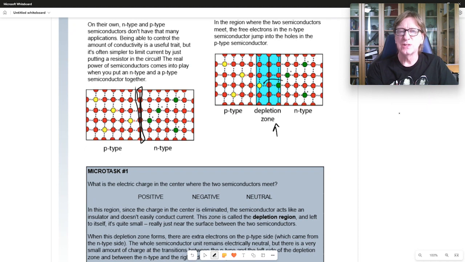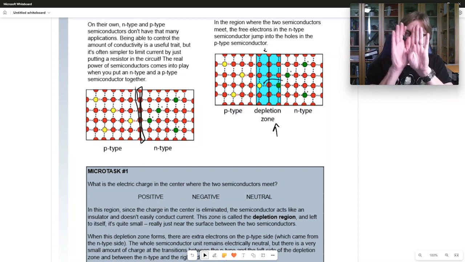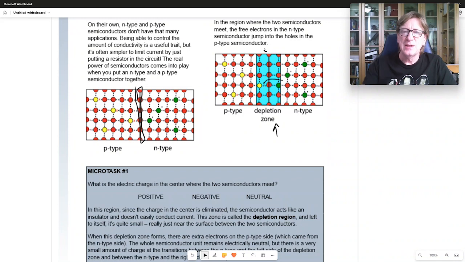So this region that I've drawn in here is actually just on the surface of where the two types of semiconductors come together. Let's take a look and see if we can analyze what's going on with this, and it'll give us an idea of how all of these different devices work. Okay. So what happens is we've got these extra electrons, the free electrons, from the n-type conductor that move into the p-type semiconductor and fill those holes.